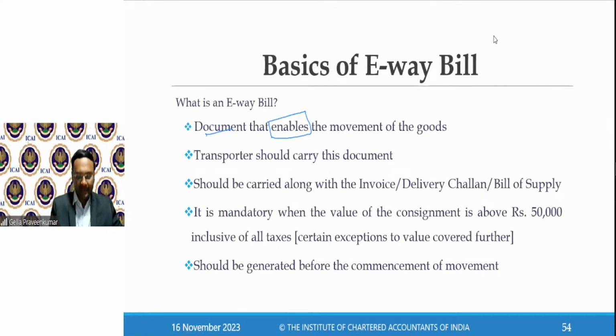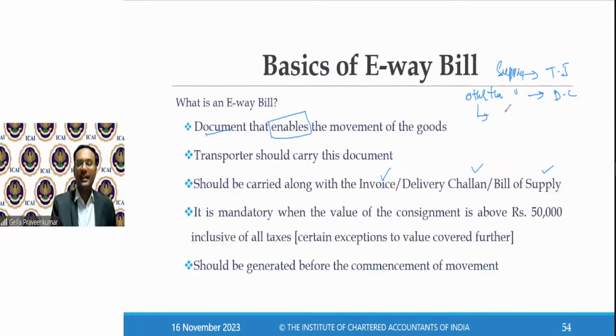The transporter should carry this document. Who has to carry this document? The transporter has to carry this document. It should be carried along with the invoice, delivery challan, or bill of supply. So here, the law says that if there is a supply, you will issue a tax invoice. If there is something other than supply, you will issue something called a delivery challan.